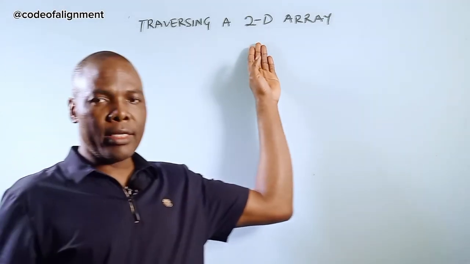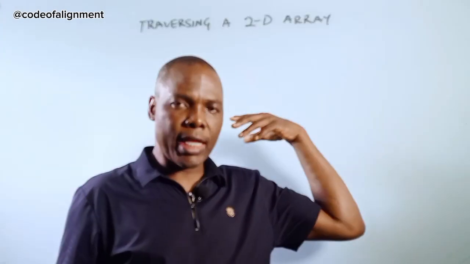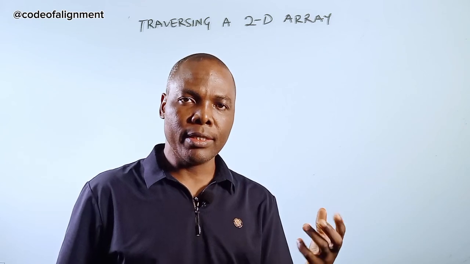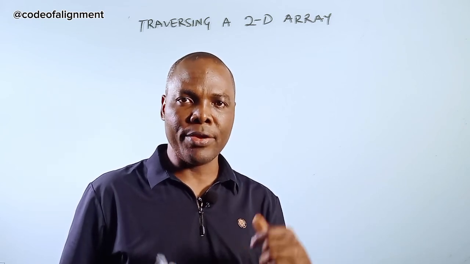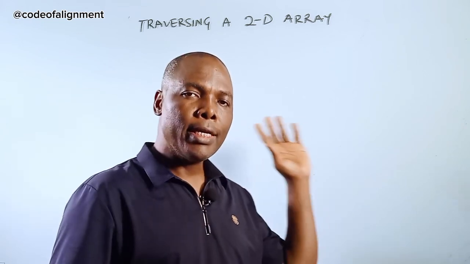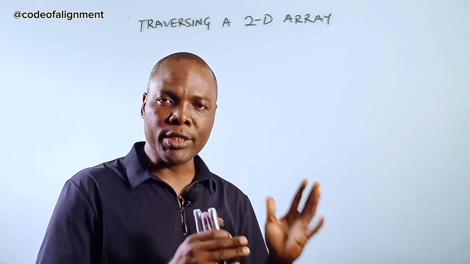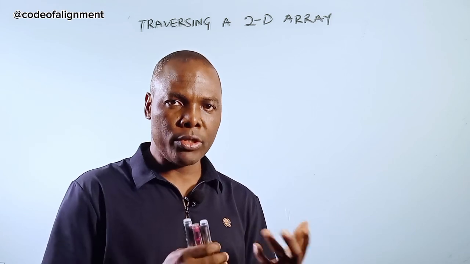Today we want to look at traversing a 2D array. In the last class I taught you the two-dimensional array. Now, how are you going to access the elements in a two-dimensional array and then project them on the screen? That is the essence of this class. So I'm going to write a C program to demonstrate that.